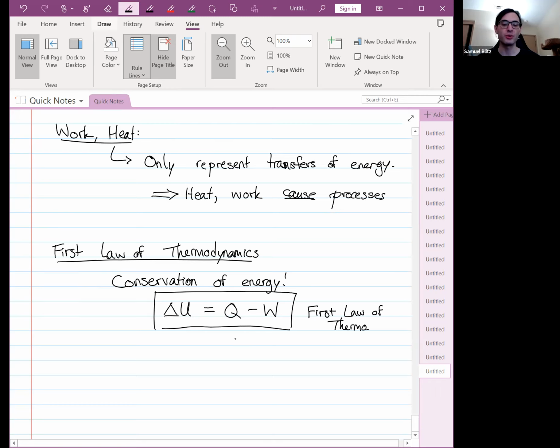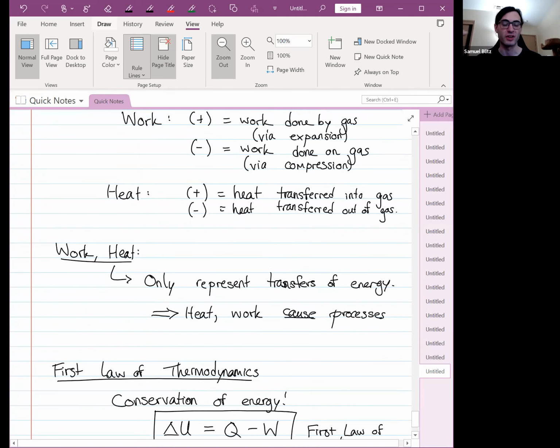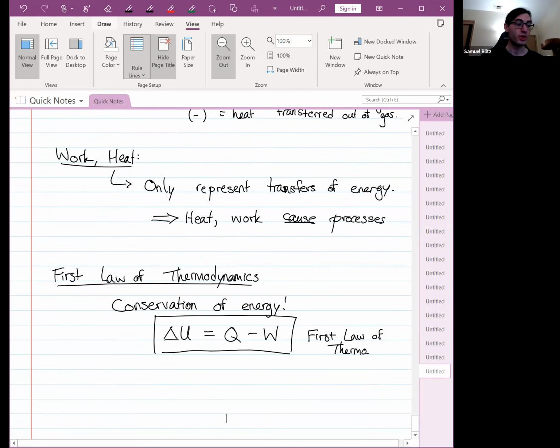We know that delta U goes up if Q is positive. If Q is positive, our sign conventions tell us that heat is transferred into the gas. So it makes sense: if you add energy to the gas, the internal energy of the gas should increase. Whereas the internal energy decreases if W is positive. That also makes sense, because when W is positive by our sign conventions, the gas is doing work on the environment. So it is losing energy and transferring it out to the environment via work. So the internal energy would decrease.